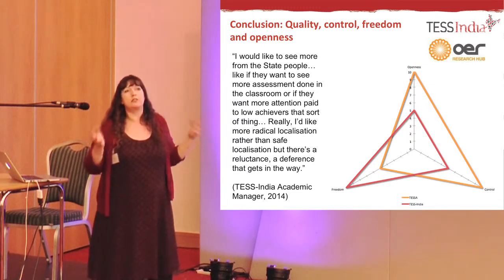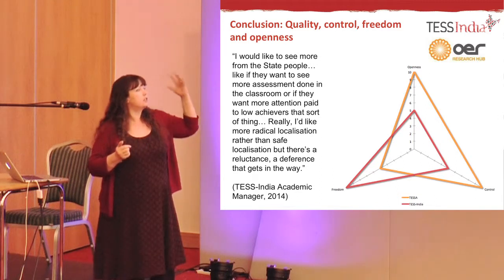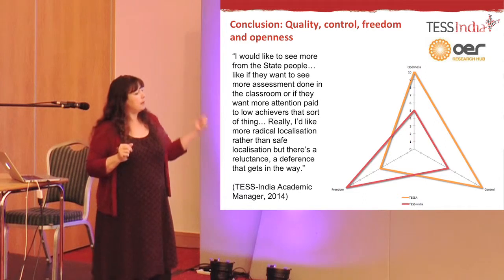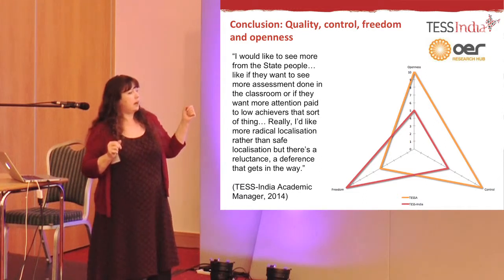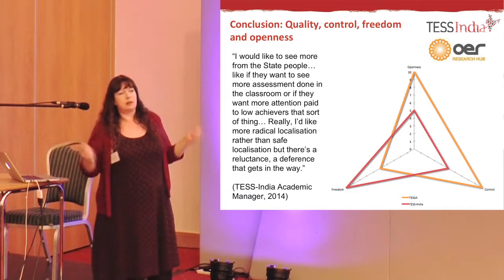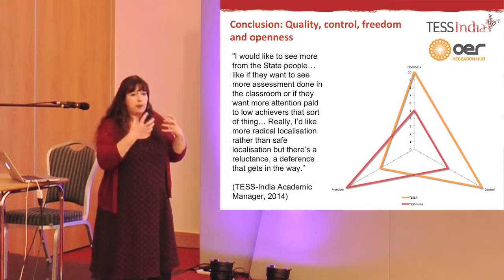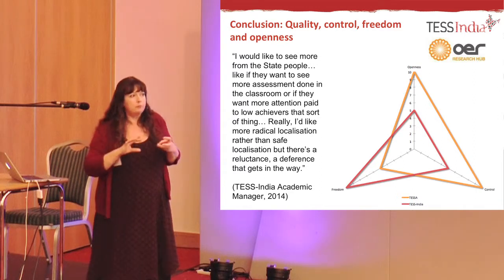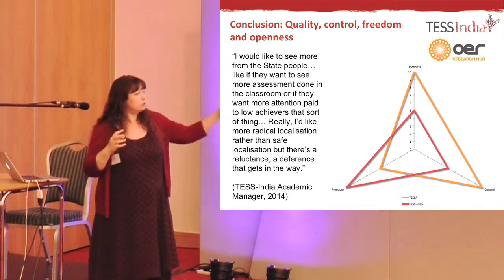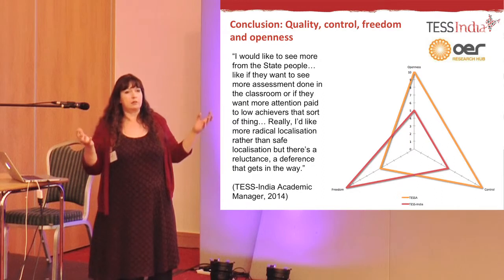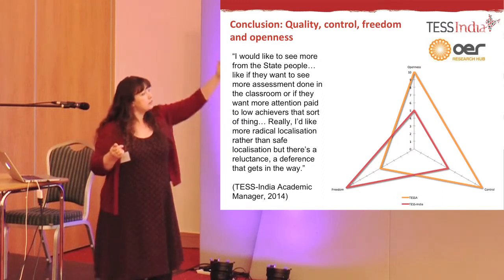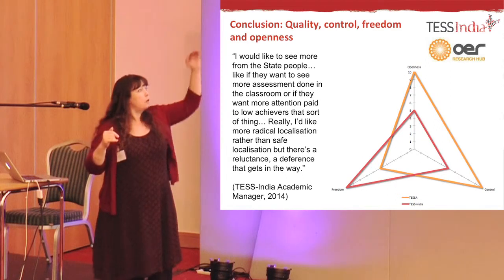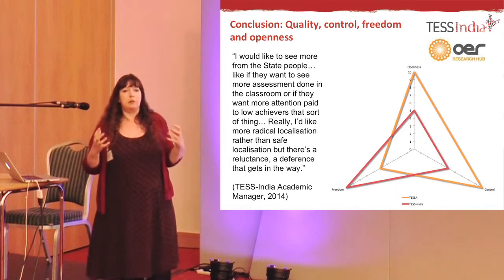I should say that this isn't a quantitative model. Numbers are just there to show the direction of the fixed elements in the model. Now, in TESS-India, as Tim mentioned earlier, there was a fairly free approach in terms of institutional control. The localizers had quite a lot of freedom to adapt resources. And yet, there weren't that many changes made. So true openness was actually quite limited.